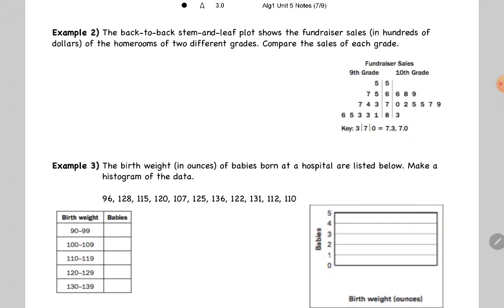So let's look at a back-to-back stem and leaf plot. The plot shows the fundraiser sales, in hundreds of dollars, of the homerooms of 2 different grades. Compare the sales of each grade. This is a back-to-back stem and leaf plot where the left side shows you the data from the 9th grade and the 10th grade is on the right.